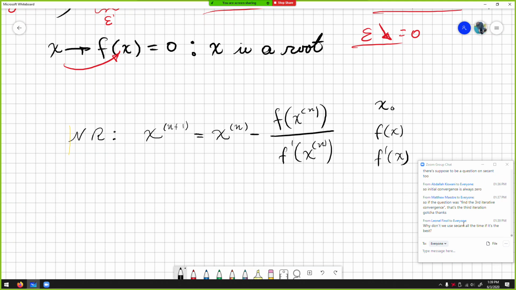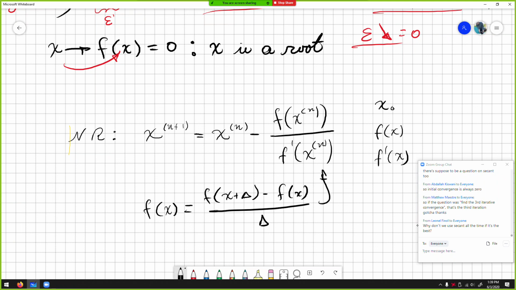Why don't we use secant all the time if it's the best? Secant method is not the best. The secant method is Newton-Raphson, but without requiring the evaluation of the first derivative. It uses the idea of finite difference, the rise over run, the idea of the slope, to calculate this. So imagine instead of finding the first derivative, I say, you know what I want you to do? I want you to take the evaluation of f(x plus delta) minus f(x) over delta, and plug it in here. That's pretty much what we're doing.